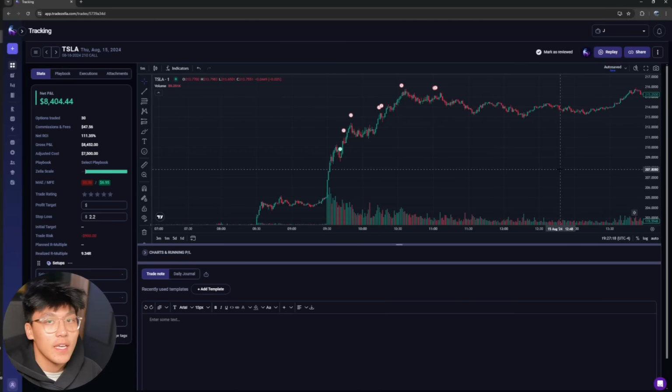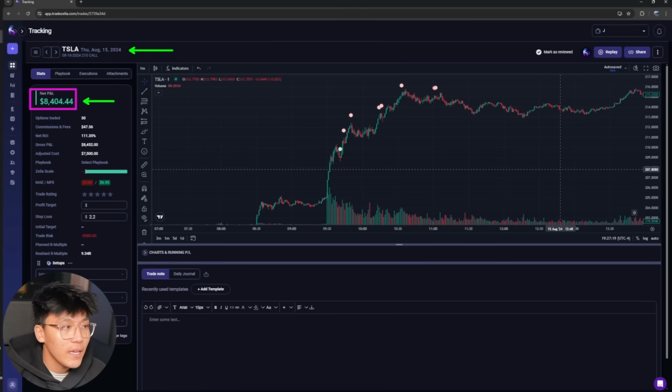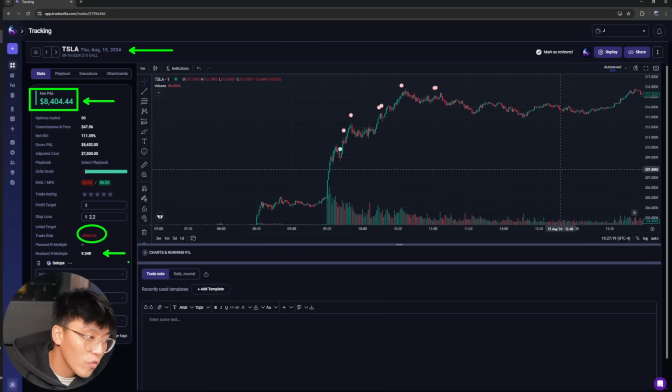So on my next example here, and this is on Tesla, August the 15th. This was one of the best trading days of the month. This was on Tesla. I ended up making $8,400 on this trade. As I was talking about, it's not the dollar amount. What really matters was how much I was risking. As you can see, I was only risking $900 on this trade setup. I ended up making over $8,000, being a 9.34 risk to reward ratio.